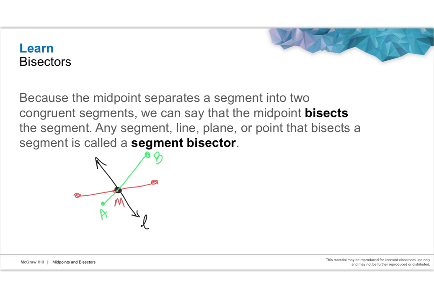And we also might have a plane. Now, I'm not going to draw that one to complicate the picture, but you get the idea. Anything that goes through that midpoint is called a segment bisector. So we can use that concept to find some missing values.